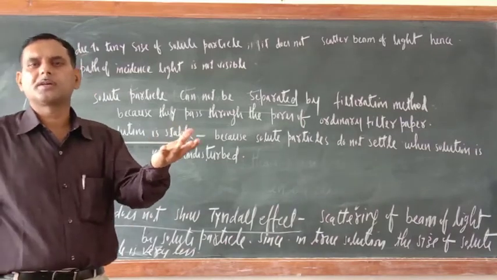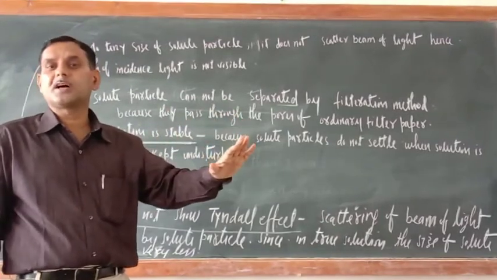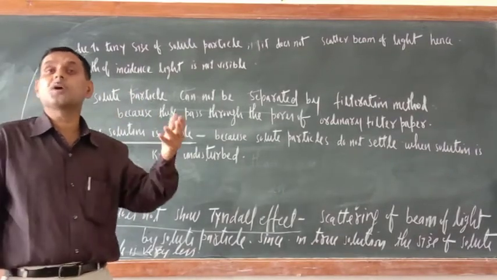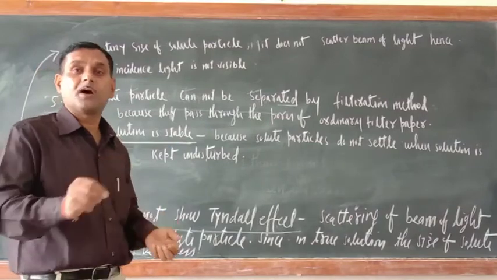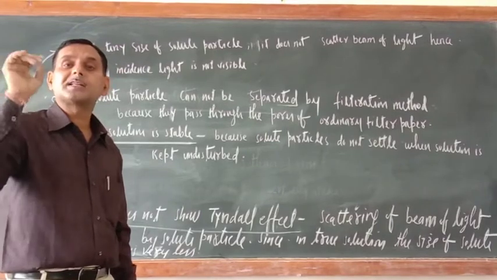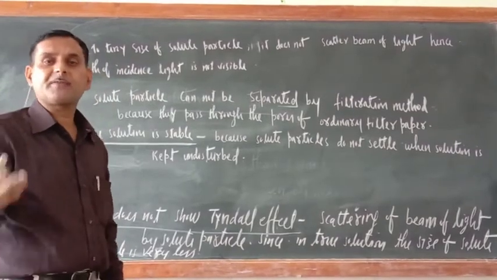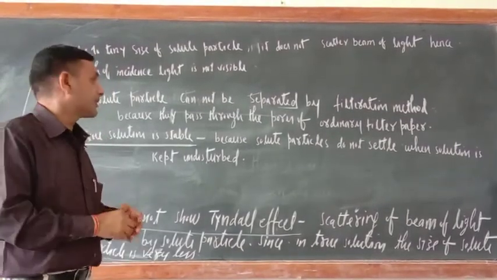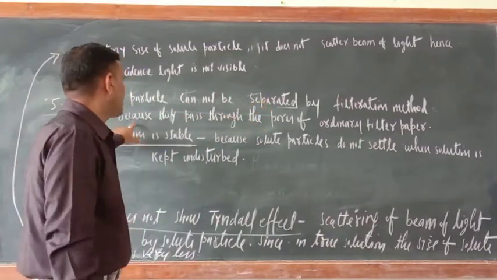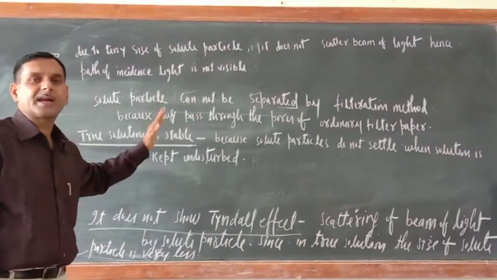Take ordinary cloth, thin cloth, and try to filter the sugar which is dissolved in the solution. Are you able to filter it? You can't. You cannot filter the sugar particle from the sugar solution because the size of sugar particles or salt particles are so small that they can pass through the pores of ordinary filter papers. Since they are very tiny, the solute particle cannot be separated by filtration method because they pass through the pores of ordinary filter paper. This is also one of the characteristics.